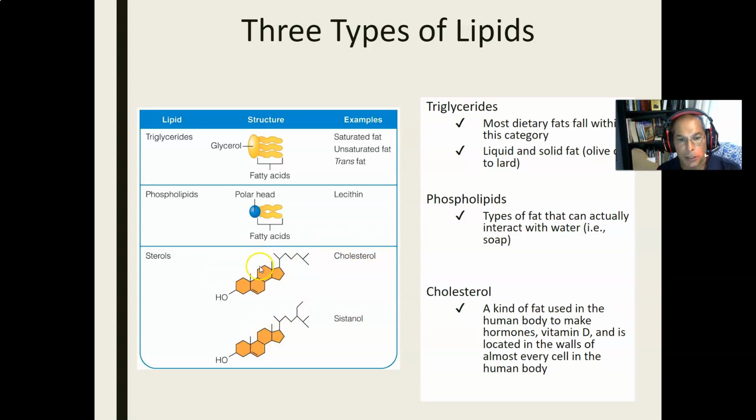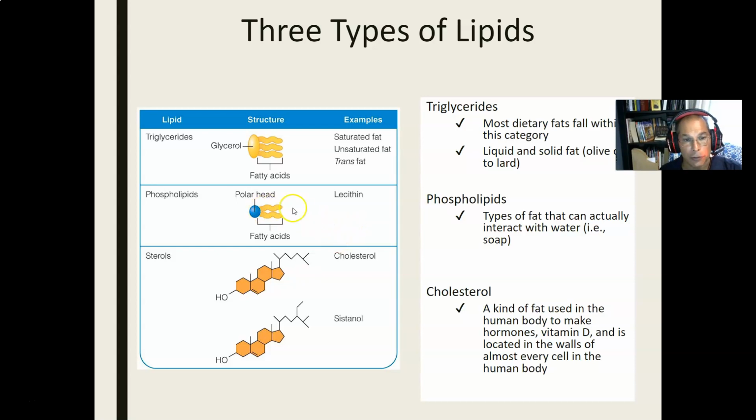So cholesterol is a pretty complex molecule. We make it in the liver. It's used to make things like vitamin D and estrogen and testosterone. It is essential, so we make it. But if you eat it, we will use it, but you don't have to eat it.